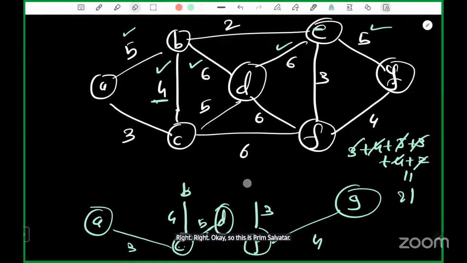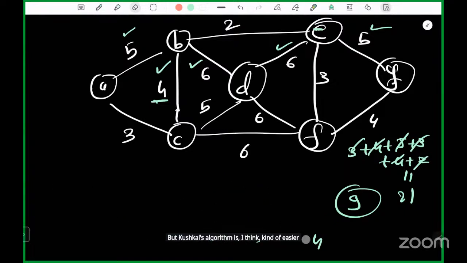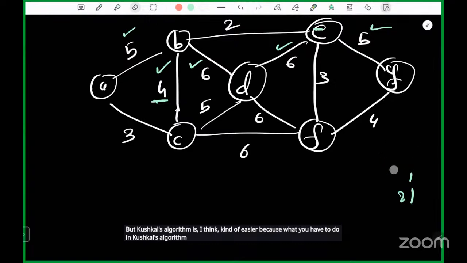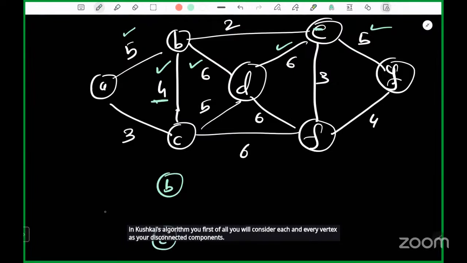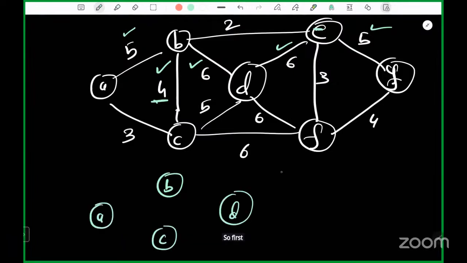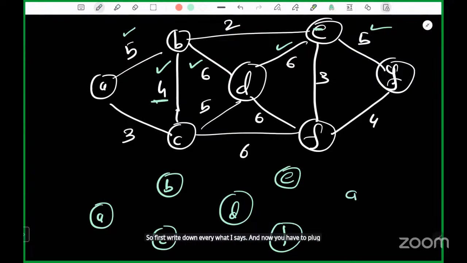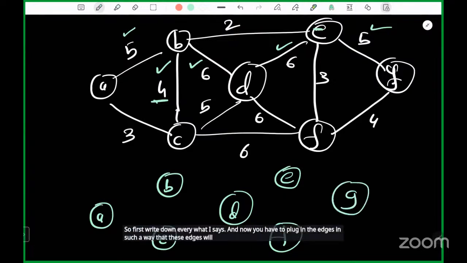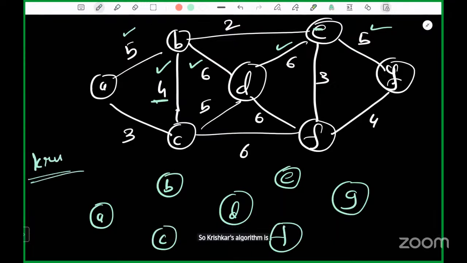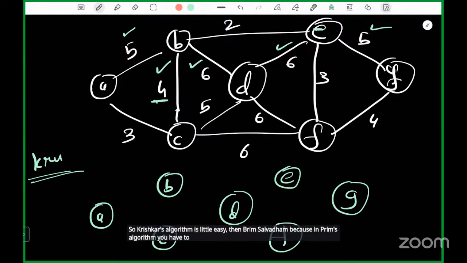But Kruskal's algorithm is, I think, kind of easier because in Kruskal's algorithm, first of all, you consider each and every vertex as a disconnected component. So first write down every vertex, and now you have to plug in the edges in such a way that these edges will be of minimum cost and they won't create a cycle. Kruskal's algorithm is a little easier than Prim's algorithm because in Prim's algorithm you have to consider the choices and then proceed. But in Kruskal's algorithm, you just consider each and every vertex as a disconnected component and then attach the edges to connect them.